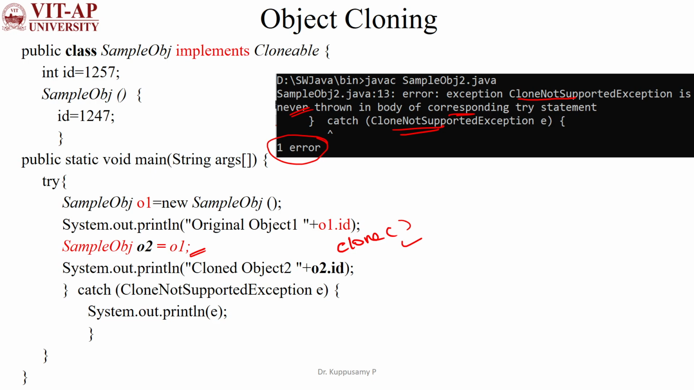So what we have to do is simply remove this implements Cloneable statement, this try statement, this catch CloneNotSupported, and this one and this one. If you remove these, then you will get the output 1247 for O2 and O1.